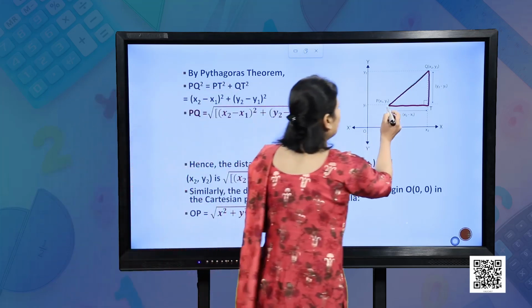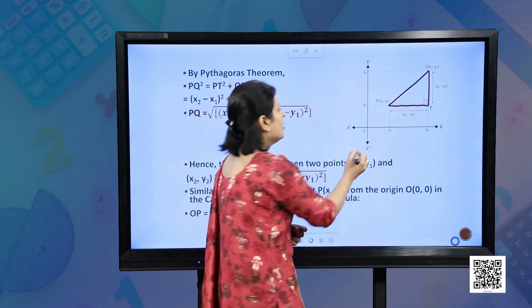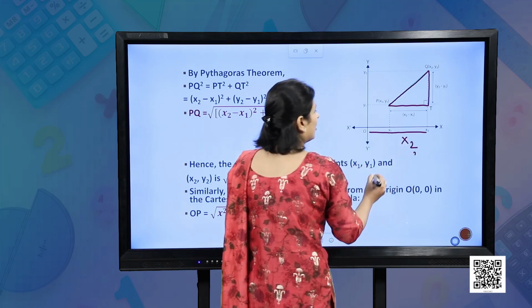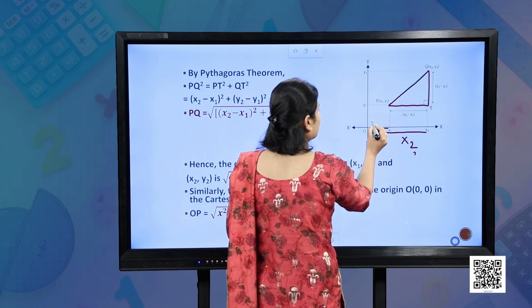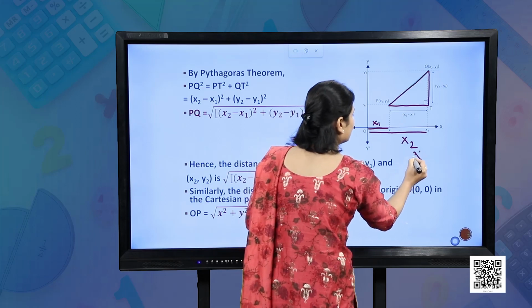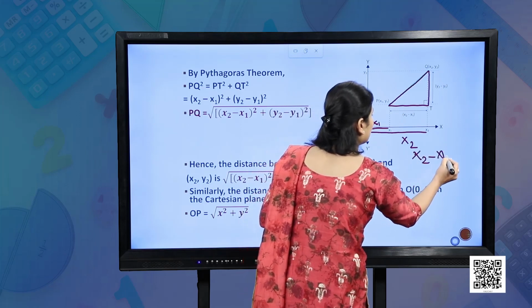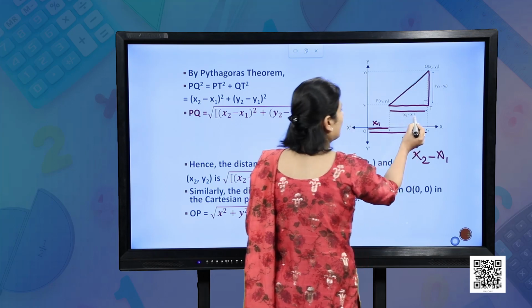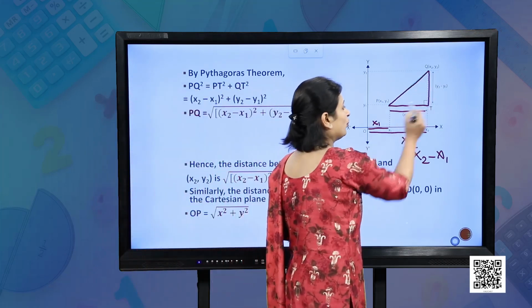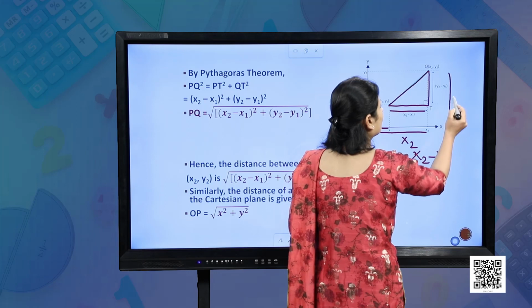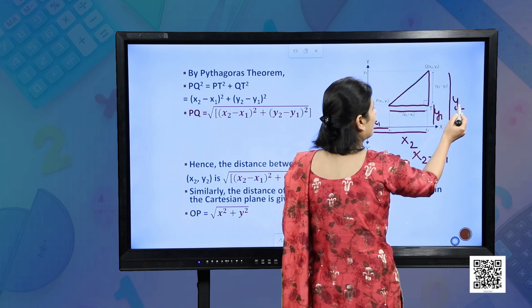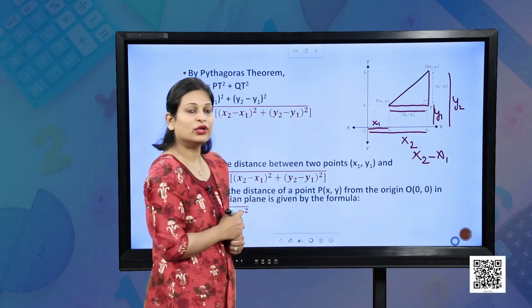For this, how will you find out the value of PT? This total is x2 and this is x1. So, to find PT, what we have to do? We have to subtract x2 minus x1. So, the value of PT is x2 minus x1. How will you get the value of QT? This total is y2 and this is y1. So, y2 minus y1 will give you the value of QT.